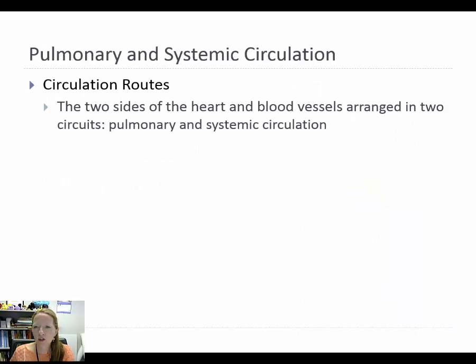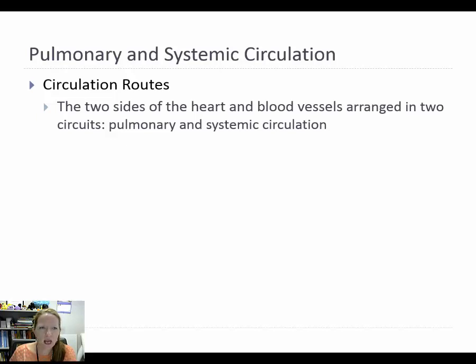So let's take a look at the different circulation routes, mainly looking at the blood vessels in the heart, but we'll take a look at other mechanics that are going on as well. We've been looking at the heart and the blood vessels, at how you have one side that's blue, depicting deoxygenated blood, and the other side colored red, depicting oxygenated blood. And that's going to refer to this pulmonary and systemic circulation.